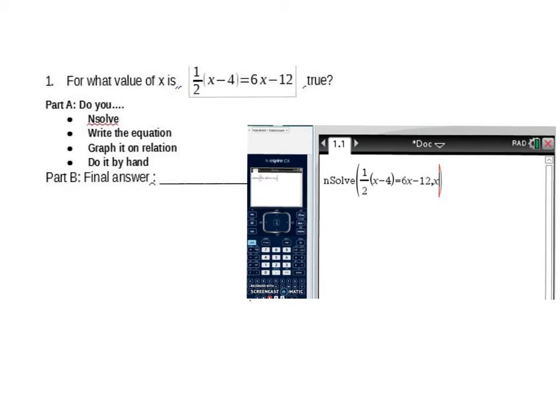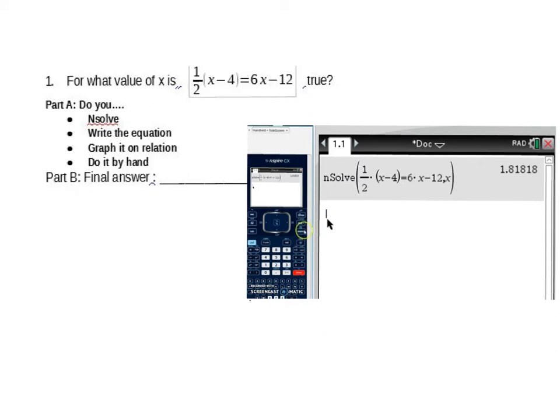Now, notice I put minus. I'm using the black button, not the negative button. So when you're typing x minus 4, make sure you're using the black button, not the white button. So continuing the process, now when I press enter on my calculator, I'm going to get 1.81818.